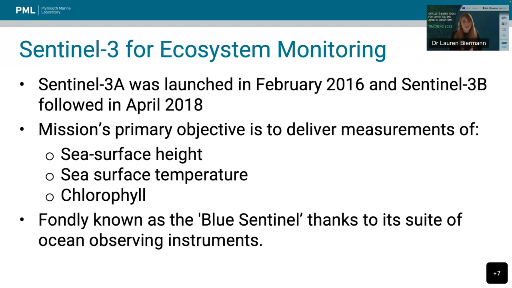It can't measure data at night. And cloud gaps are a big problem with optical sensors, but having two going in conjunction helps you to fill in those gaps. And it also means you have better coverage. Now, the mission's primary objectives, of course, there are different data delivered for terrestrial applications, but the primary objective of this Blue Sentinel is to deliver a sea surface height, sea surface temperature, and chlorophyll.